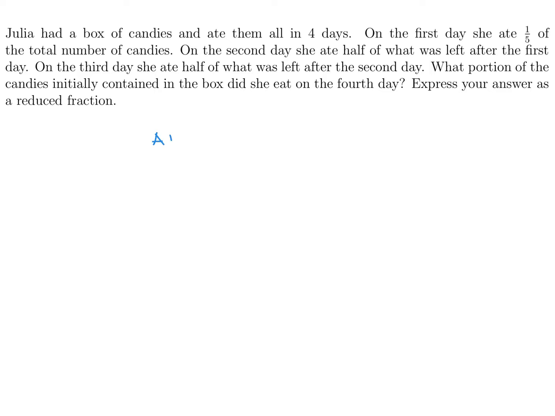So let's make a little table of how much she ate and how much is remaining. And this goes on for 4 days. So we'll say this is day 1, day 2, day 3, and day 4. Day 4 is when all the candies are consumed. Okay, so let's say we start off with x number of candies. So x is the number of candies at the very beginning.